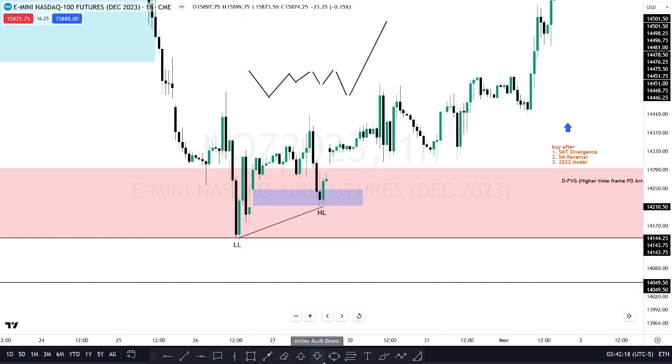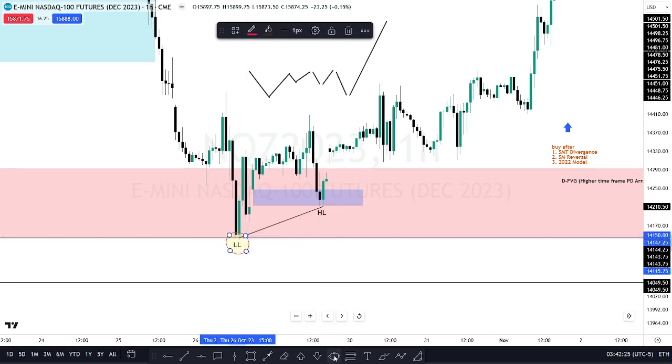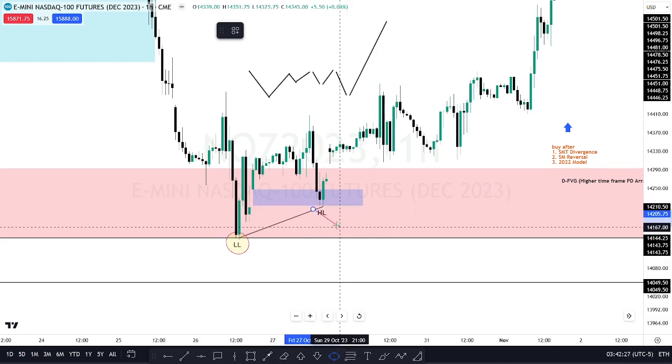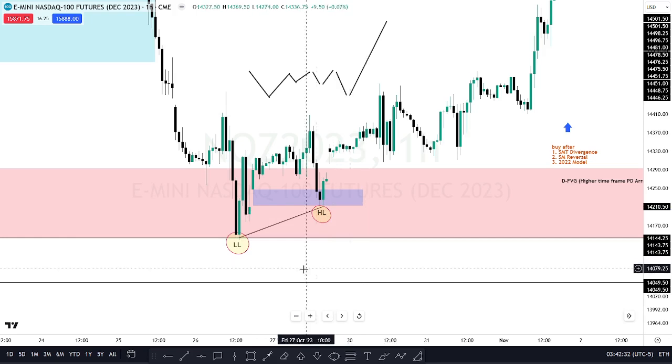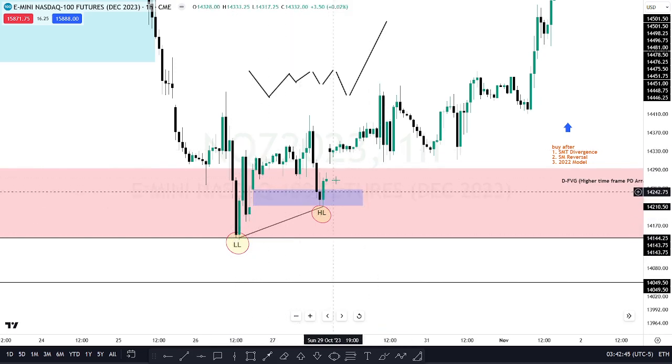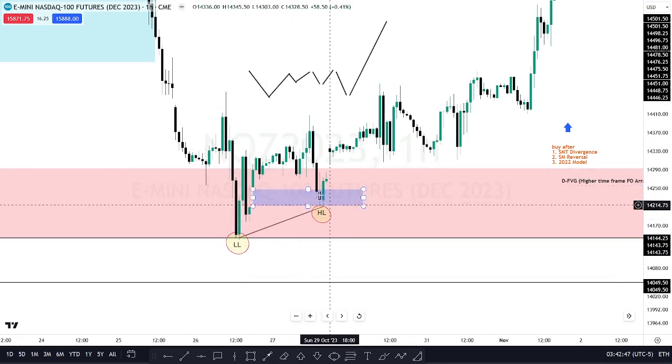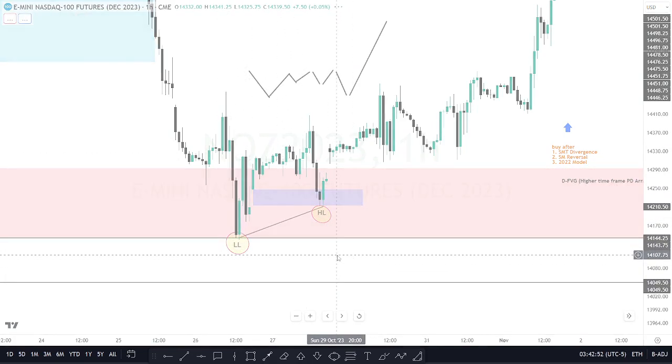Guys, we have these 2 points right here, the low and the high. We focus on the low. The first one is the low. The second one is the high. So the first one is the mitigation, like an inverted head and shoulder, the low, the high. Let's go to the next one.